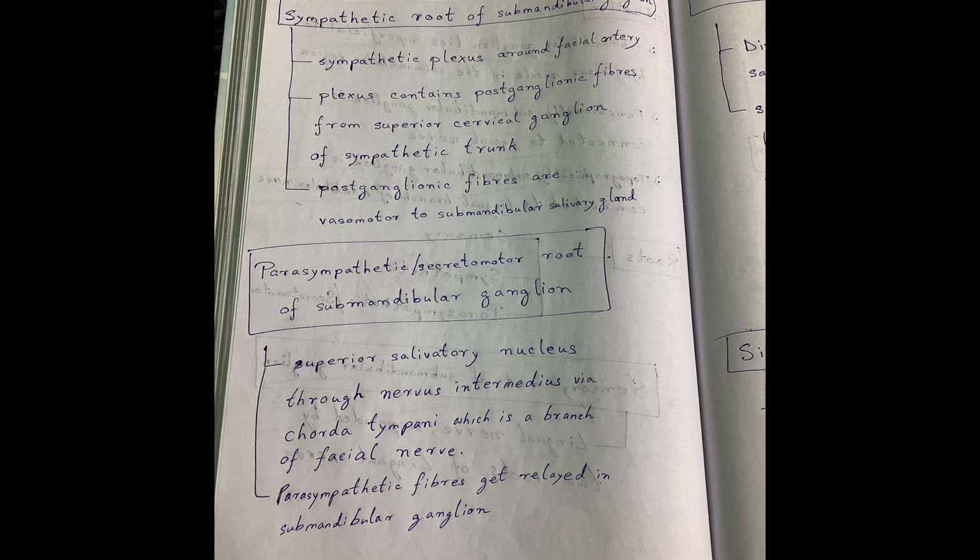Now, parasympathetic or secretomotor root of submandibular ganglion is the superior salivatory nucleus through the nervus intermedius via chorda tympani, which of course is a branch of facial nerve. Parasympathetic fibers get relayed in the submandibular ganglion. Now, submandibular ganglion has some branches also. What are the branches? Direct branches to submandibular salivary gland, and some postganglionic fibers also reach the sublingual salivary gland and glands in the oral cavity through the lingual nerve.